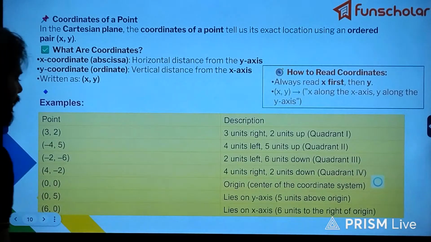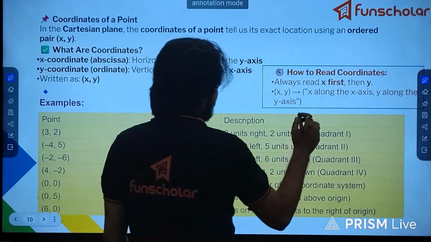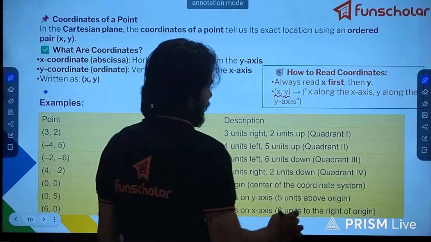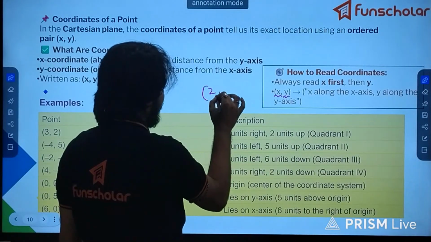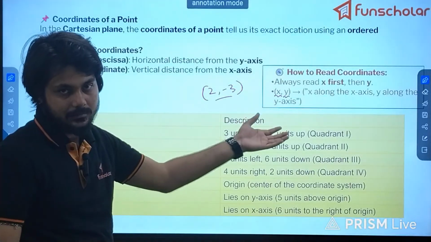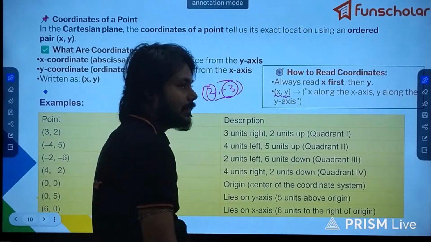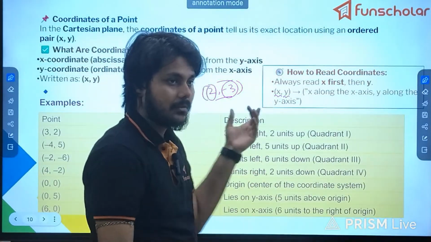How to read coordinates. First read the x-axis, then y-axis. Suppose, how will you read this coordinate 2 comma minus 3? Simple. First the abscissa, then comes the ordinate: 2 comma minus 3.